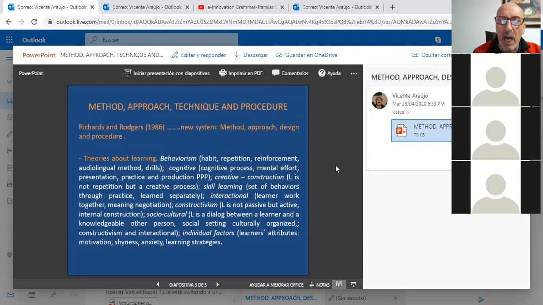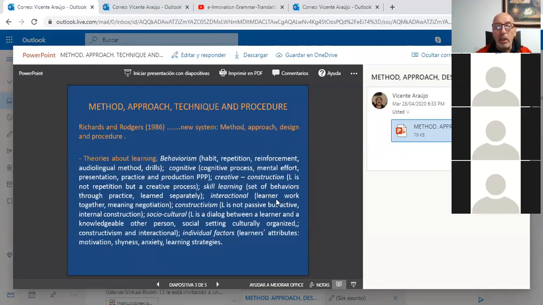If you don't listen to others, you would be talking in a monologue way, alone. So you need to produce and to receive information. So they are connected. Okay, good point. Interaction is another theory. This is another theory about learning. Remember that we are talking about how people learn, the way people learn. So interaction is another one.